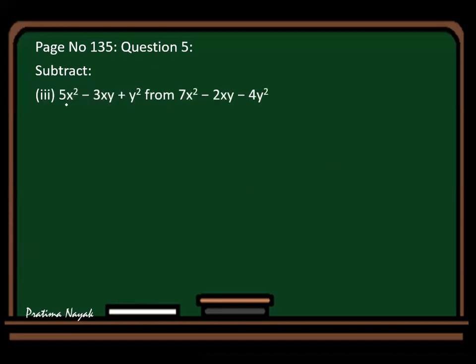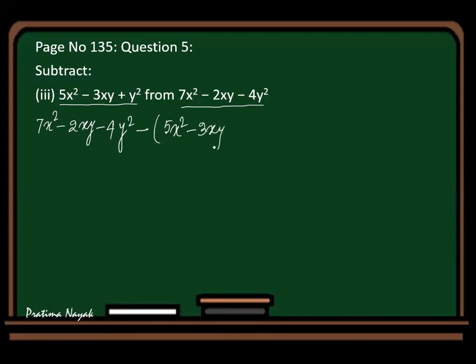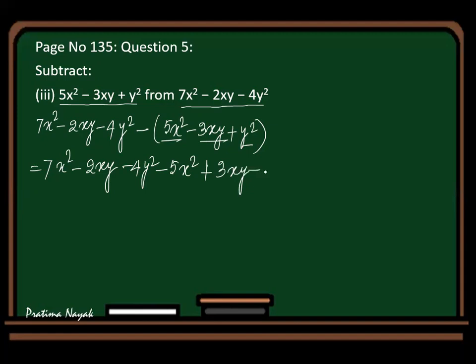Next, subtract 5x square minus 3xy plus y square from 7x square minus 2xy minus 4y square. So 7x square minus 2xy minus 4y square, then subtraction, put the bracket, 5x square minus 3xy plus y square. Next, we'll open the bracket and change the sign because we are subtracting. So 5x square will be negative, 3xy will be positive, y square will be negative.